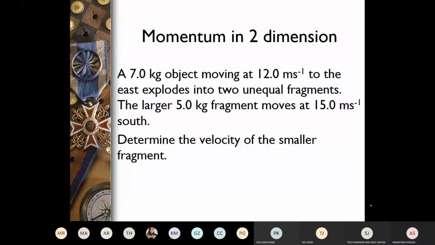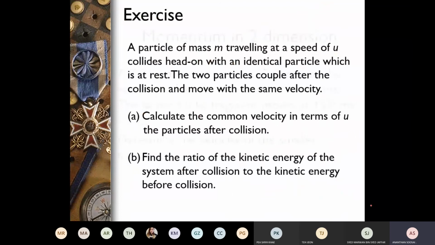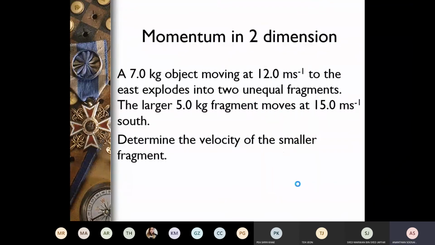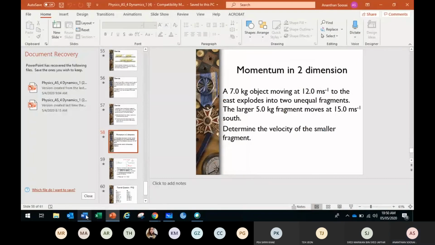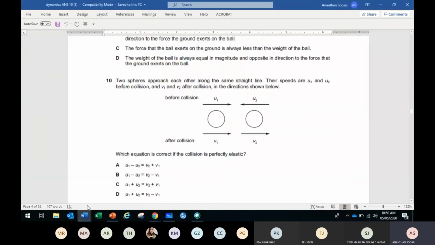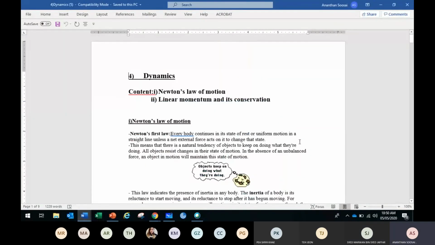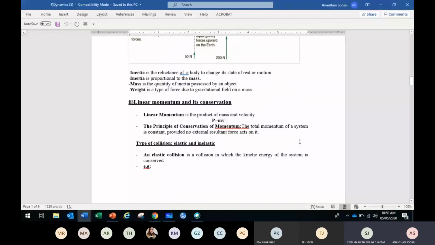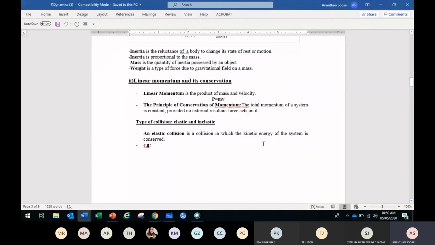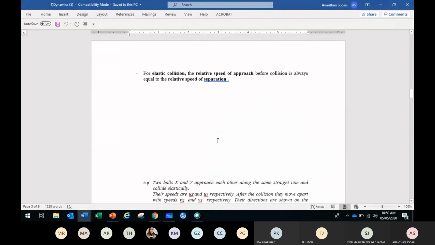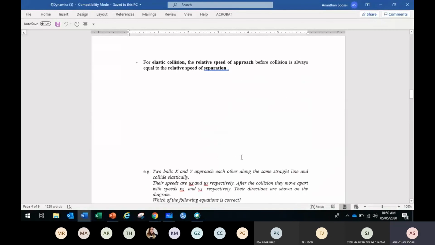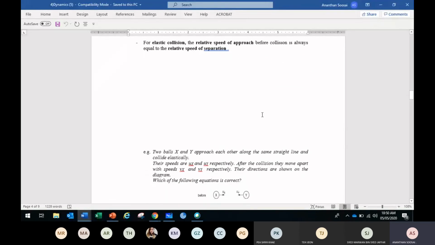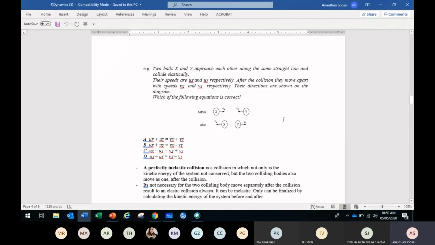We are almost going to be over with this topic. Before we go to the questions, this is the summary. We're done with Newton's law. We're done with the conservation of linear momentum, the principle of linear momentum, and the types of elastic and inelastic collision. Here, you need to derive how to get U1 minus U2 equals V2 minus V1, which I already showed you. The relative speed of approach equals the relative speed of separation. We have some questions about relative speed of approach and separation.